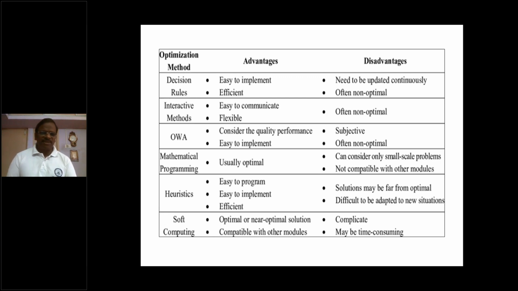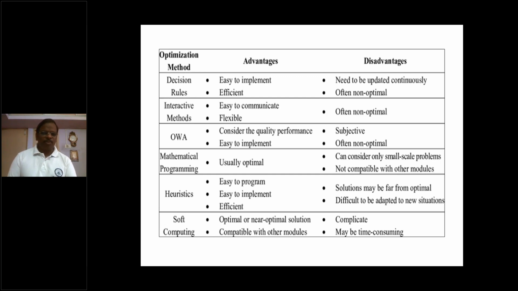With the heuristic approach, it is easy to program, easy to implement, and we can utilize it efficiently, because the heuristic approach always very perfectly observes some information based on the environment. But what if the solution is far from optimal? Finding the optimal solution takes very long, and it is difficult to adapt to a new situation. New situation, new environment, this heuristic approach is not easy to adapt.